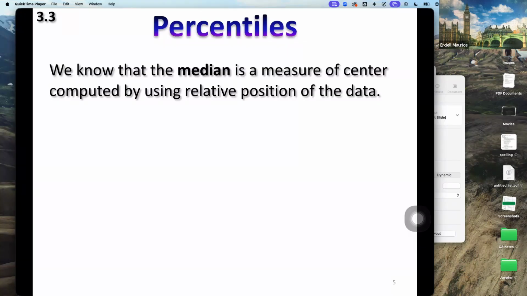Haven't we come across that? Find the middle number in a data set before? What's that called? If I ask you to find the middle number in a data set, what am I asking you to do? Find the median, yes? It turns out that the 50th percentile and the median are the same thing. Questions there? All right.